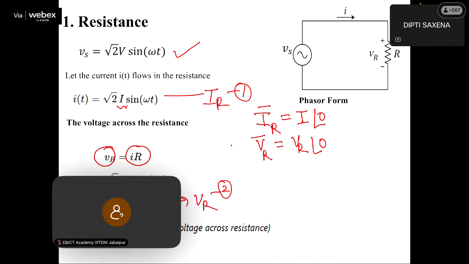Now, current in phasor form is I angle 0. So let us draw the reference phasor. This is the current. The length of this phasor will be equal to the RMS value of the current, and since the angle is 0, this phasor lies along the horizontal axis. So this is phasor IR, which is equal to I angle 0.